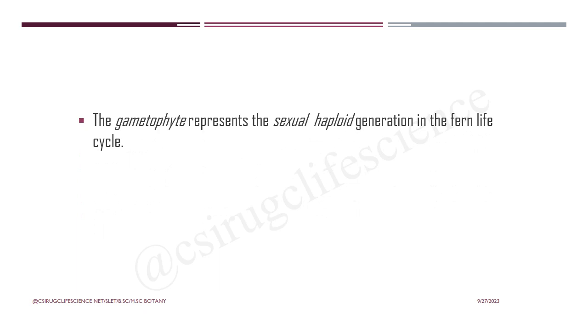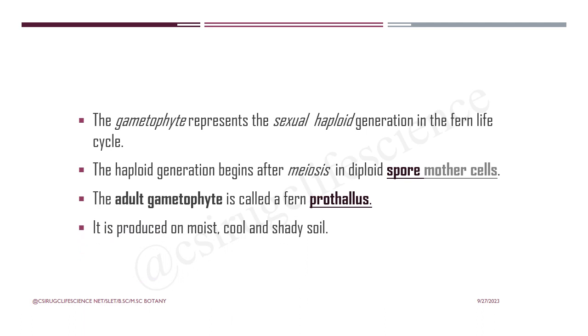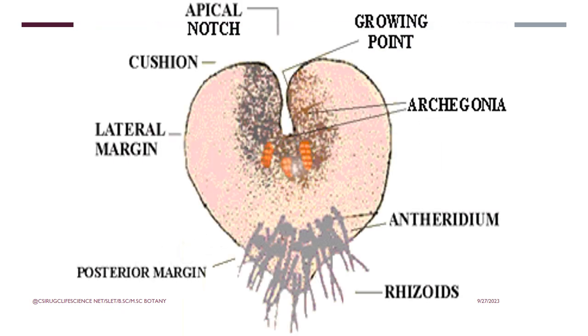The gametophyte represents the sexual haploid generation in the fern life cycle. The haploid generation begins after meiosis in the diploid spore mother cell. The adult gametophyte is called a fern prothallus. It is produced on moist, cool, and shady places or shady soil. A spore germinates under favorable conditions. This is the structure of the prothallus in front of you.